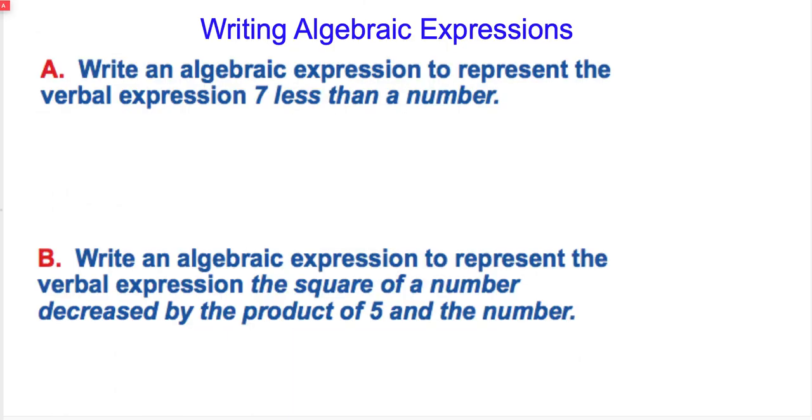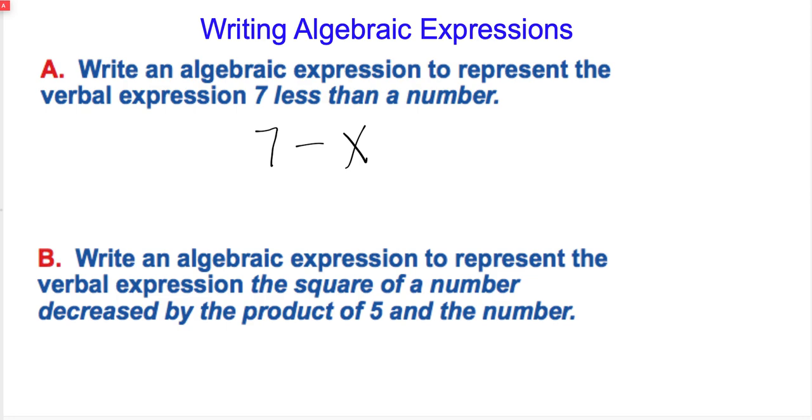So we're just going to practice a couple of these and then move on to the next concept. Some of them on the worksheet that you're going to get are a little more complicated than these, but you should have a good idea how to do it. All right, so A is one that catches people sometimes. Write an algebraic expression to represent the verbal expression 7 less than a number. People often just read this and write it out. So they think 7 less than is a minus a number, like 7 minus x.